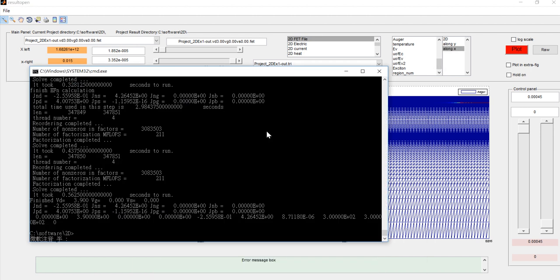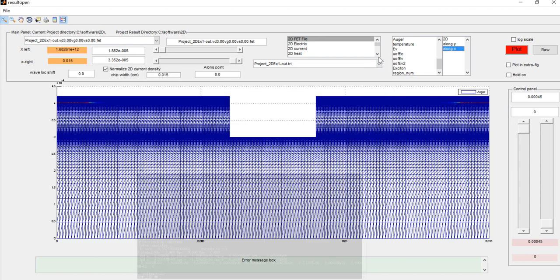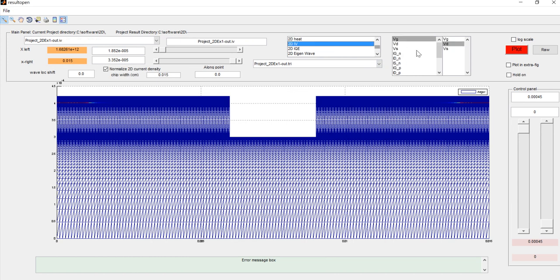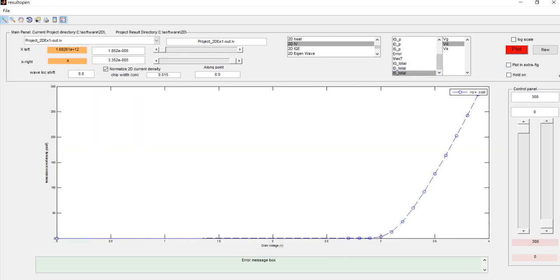Okay, so the simulation is finished. We should see the complete IV curve now, ID versus voltage. Then you can find that the series resistance comes in. In 2D simulation, it's not going to infinity; it will saturate to a certain line. It's like the series resistance.